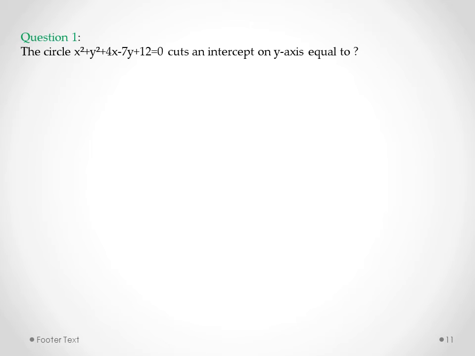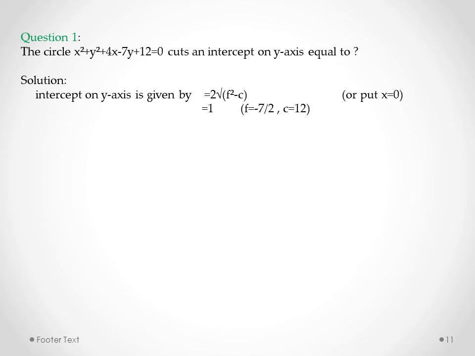The question says a circle is given to you, the equation of the circle is x square plus y square plus 4x minus 7y plus 12 is equal to 0. It cuts an intercept on the y-axis, which is equal to what? Means you have to find the length of the intercept, right? So you know the formula, that is 2 under the root f square minus c. Simply put the formula, apply it, and you'll solve the answer.